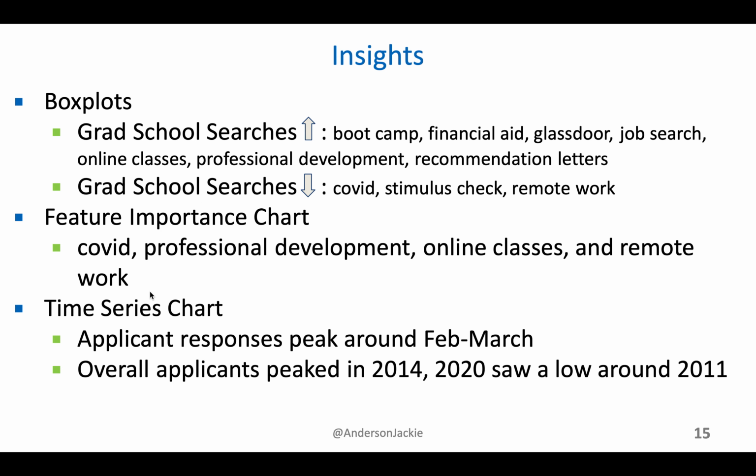The feature importance chart showed that COVID was the most important feature, followed by professional development, online classes, and remote work based on that linear regression model fit. The time series chart showed that applicants really peaked in 2014, and 2020 actually saw a low, around 2011. And that's plotting the notification when applicants are notified for their application to graduate school. So it does make sense that there are certain peaks, but it also shows the volume of applicants as well. So we saw that 2020 was particularly low.